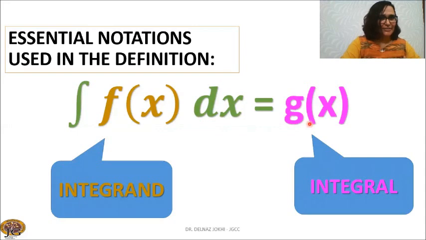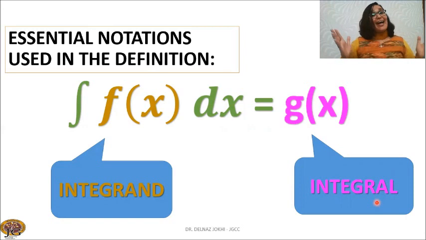What is this g(x)? I just told you what g(x) is. g(x) is the answer which you get after you integrate it through some formula. So g(x) is known as the integral. Please make a note. f(x) is known as integrand, and g(x), the answer which you get, is known as integral. Okay? Check the spellings and write them properly.